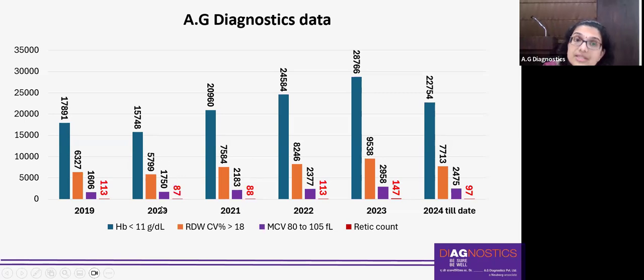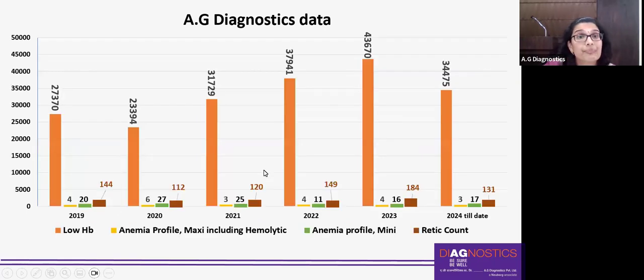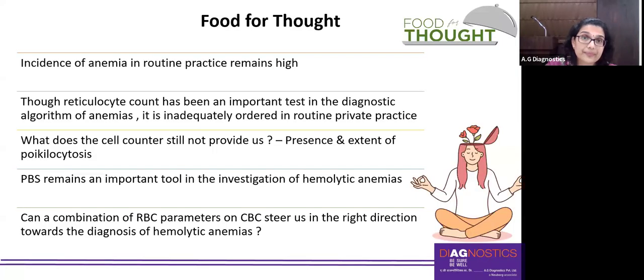And vis-a-vis this count, we had only 100 to 150 reticulocyte counts being done in these cases. Again, I want to bring out the same thing that we also have anemia profiles, hemolytic anemia profile, mini profile, predominantly for nutritional anemias and retic count, but very few retic counts and anemia profiles as such are requested in our practice.